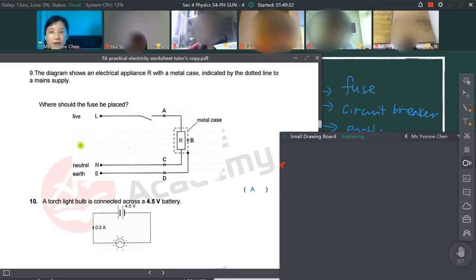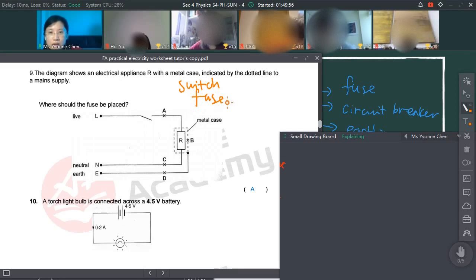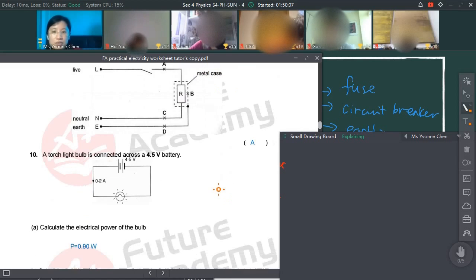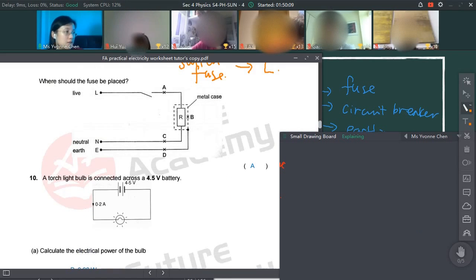So you can see this is a very typical way how we connect. Live wire goes to the switch, goes to the appliance, and comes out. If we want to have the fuse, we shall connect it. Please remember, the switch and fuse are always connected to the live wire. So the only possible answer is A. Okay, so now please continue with question 10.